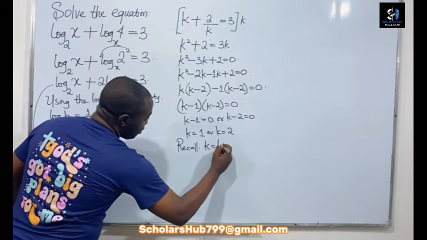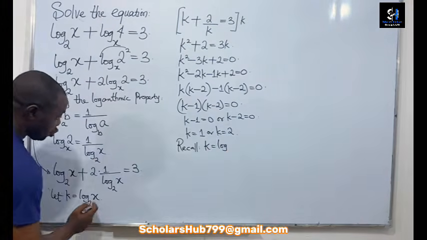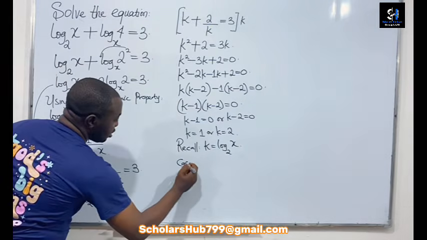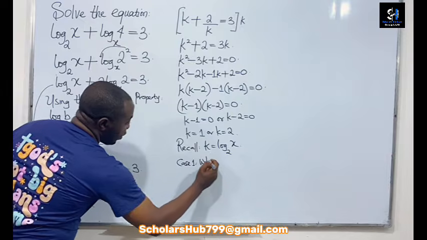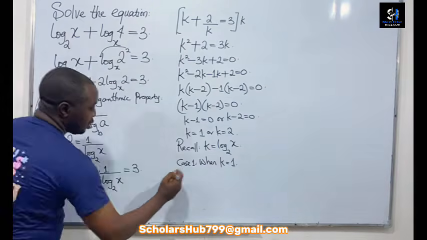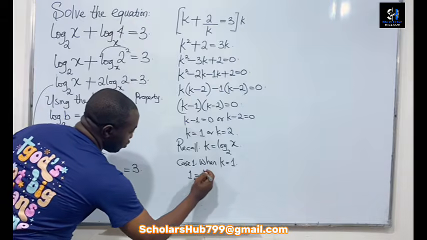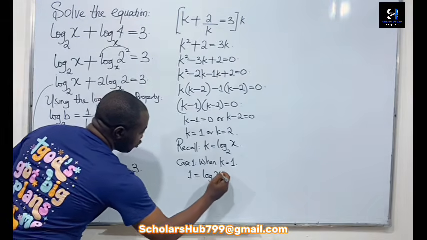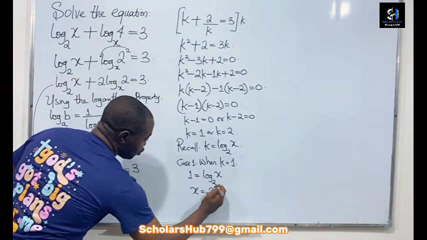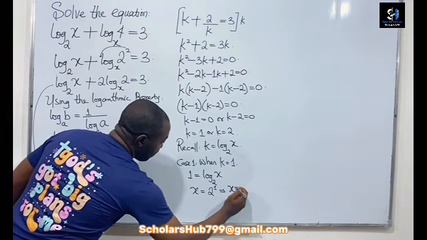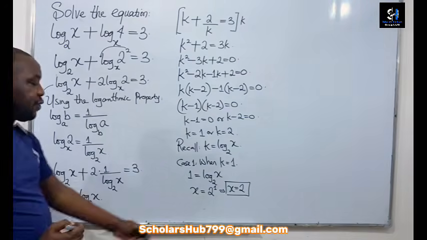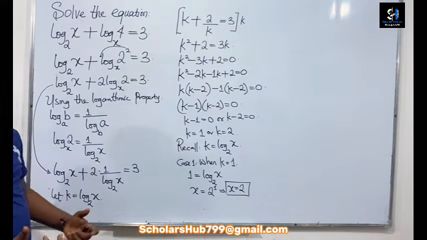First I'm going to recall that k is equal to log to base 2 of x. So case 1, when k is equal to 1, we have 1 equals log to base 2 of x, so that x will be equal to 2 raised to the power of 1. Then the value of x will be what? 2. So one of the values of x is 2.